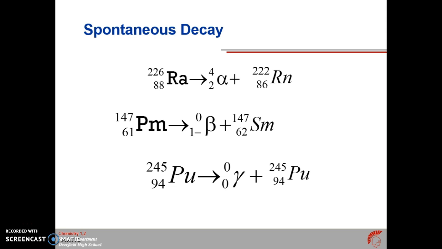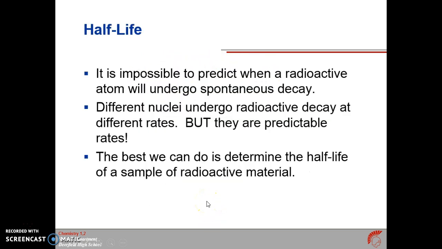So the AP exam no longer wants you to worry about balancing these guys. So we're going to do a couple and that's it. I think you have just a couple questions to do for homework. But that's the idea. The mass has to equal out on both sides of the arrow and the charge has to equal out on both sides of the arrow. All right, so let's talk about this decay.